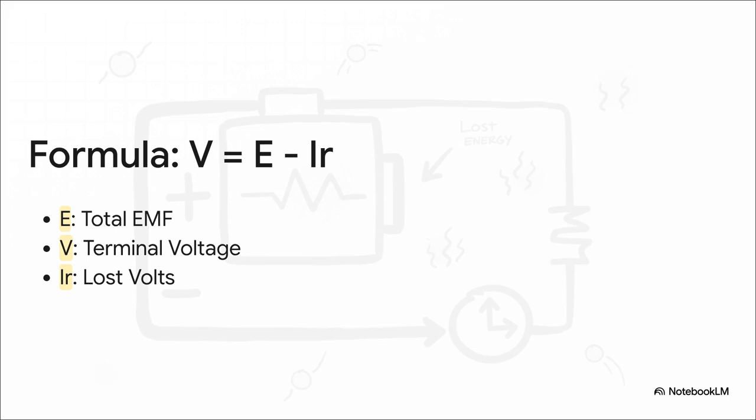So how does this build into the complete big picture of the cell's energy? Here is the full formula you need to know. V equals E minus Ir. Let's unpack that really quickly. E stands for the total electromotive force. That is the absolute maximum energy per unit charge the cell could possibly provide. But as we just learned, we don't get to keep all of it. We have to subtract the Ir, which are those lost volts we just calculated. And what's left over? That's V, the useful terminal potential difference. It's what actually gets delivered to the outside circuit to do the real work.